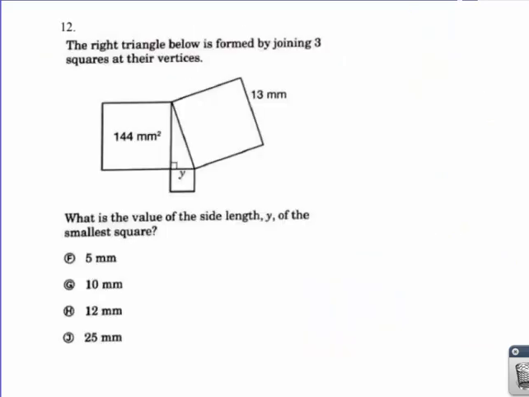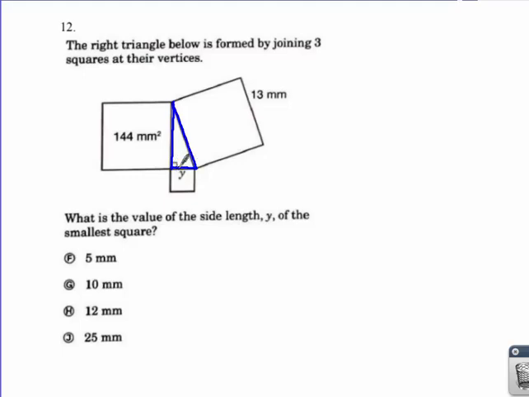Now the last two types of questions we have are Pythagorean theorem problems. So in number 12, a right triangle below is formed by joining 3 squares at their vertices. So anytime you have a picture like this, I need you thinking Pythagorean theorem. Okay, so here is the triangle that we are looking at. It says, what's the value of the side length y for the smallest square? So I'm trying to find out what is this value right here.